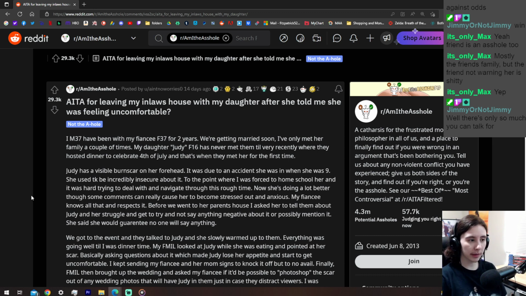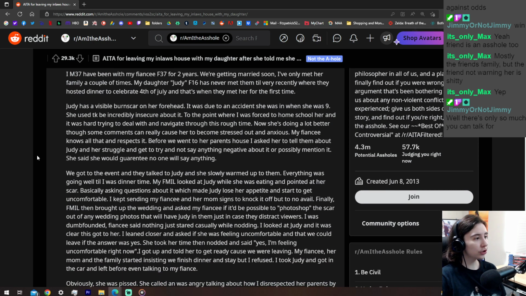We're getting married soon, and I've only met her family a couple of times. My daughter, Judy, 16 female, has never met them till very recently, where they hosted a dinner to celebrate the 4th of July, and that's when they met her for the first time. Judy has a visible burn scar on her forehead. It was due to an accident she had when she was 9.